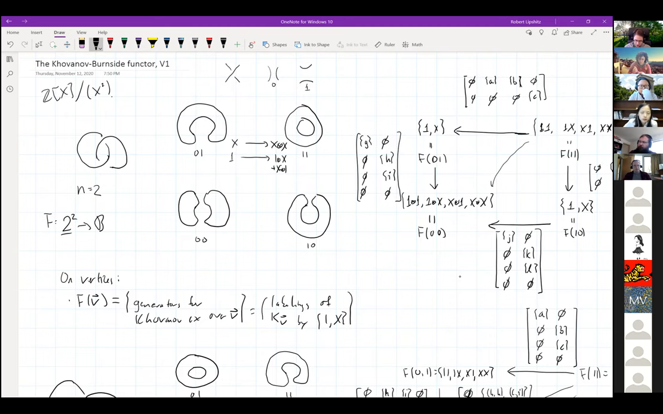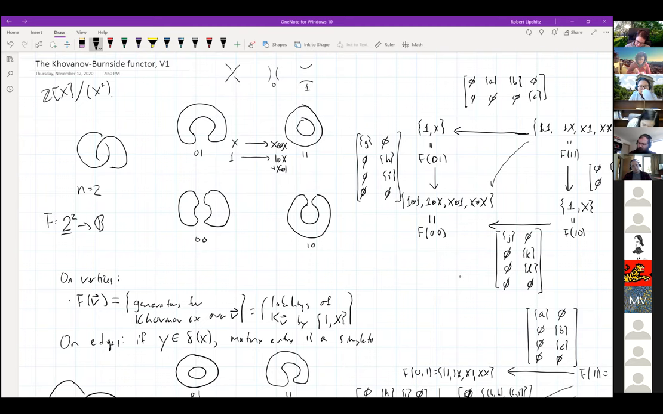On edges, I look at whether one generator appears in the differential of another. So if y is a term in the differential of x, then the matrix entry is a singleton set.